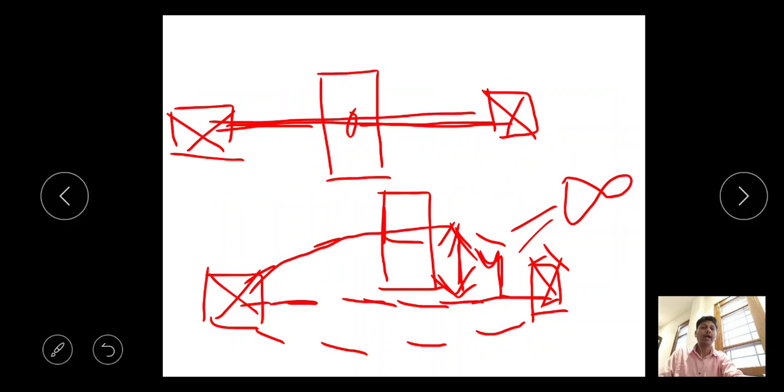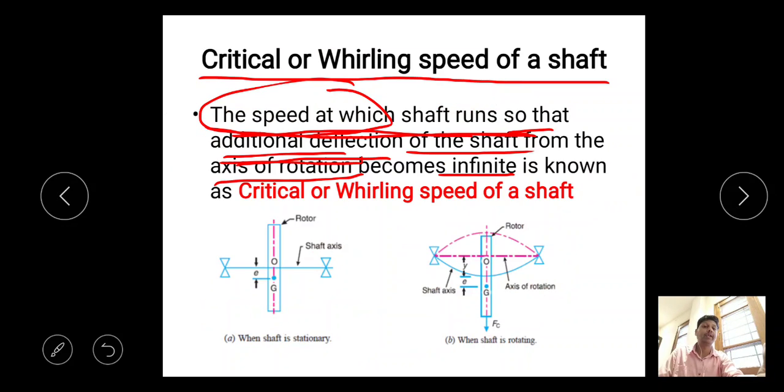The speed at which this y becomes very large because of vibration, and there are chances of failure, such a speed is called the critical or whirling speed.